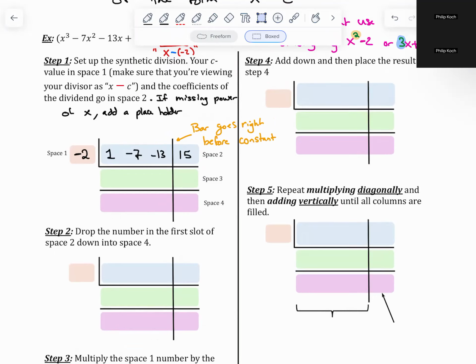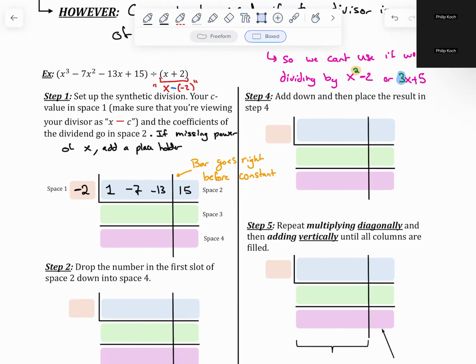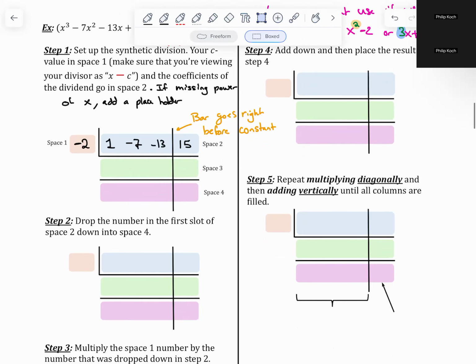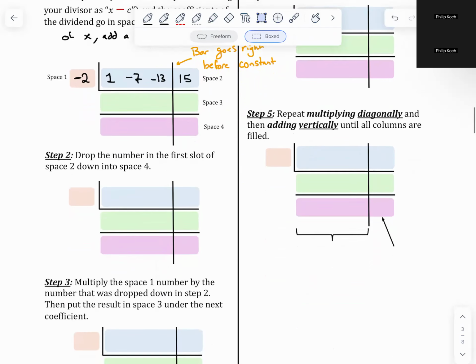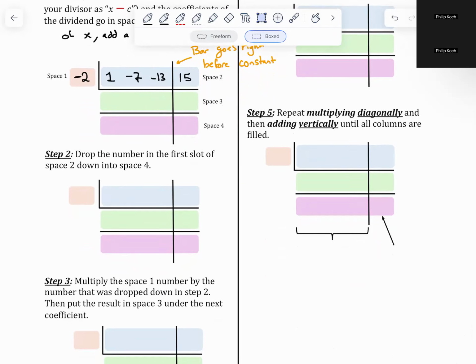So that's step 1. Put your c value. Make sure you're viewing your divisor as x minus c. So we had x plus 2, so we wrote it as minus a negative 2. And then in space 2, the blue space, put all the coefficients of your dividend and put the bar right before your constant term. Step 2 is drop down the number in the first slot of space 2 into space 4.